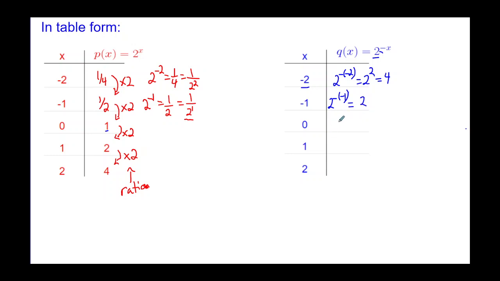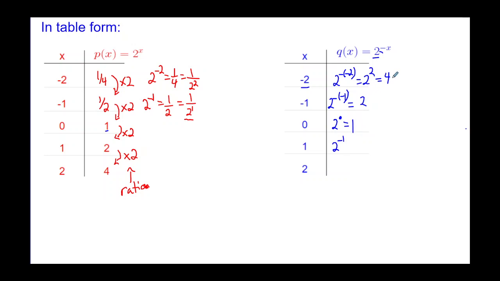2 to the negative 0 is going to be just 2 to the 0. Let me write that in. 2 to the 0 is just equal to 1. And 2 to the negative 1. So here we have 2 to the negative 1.